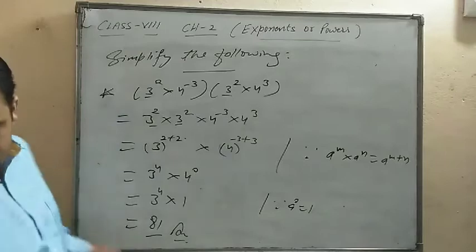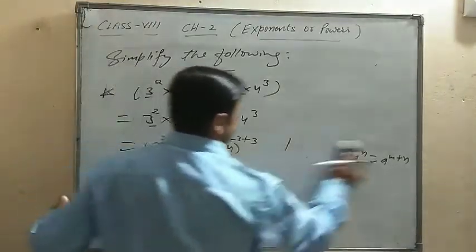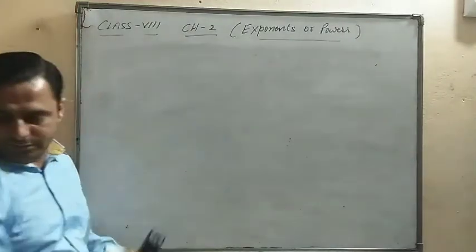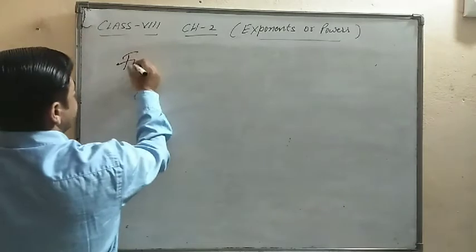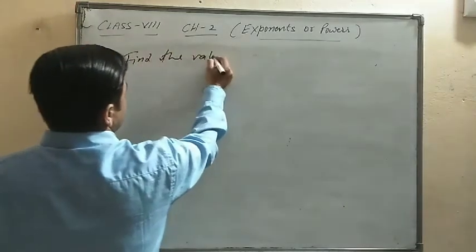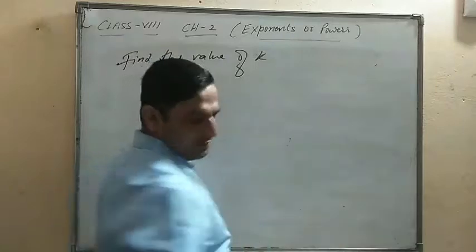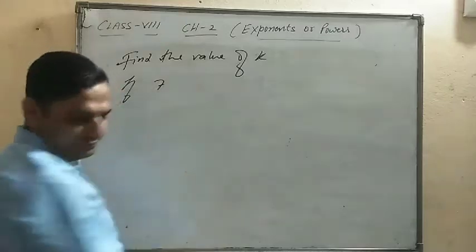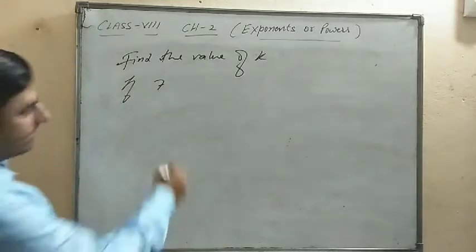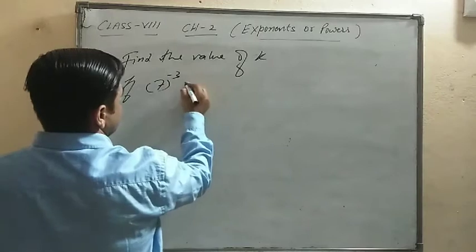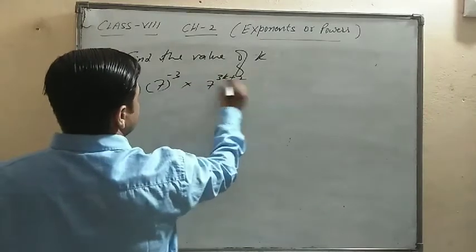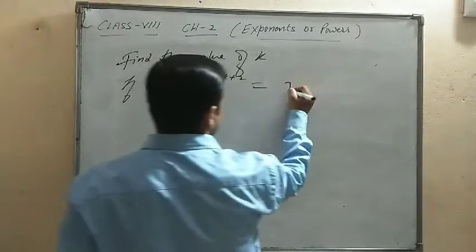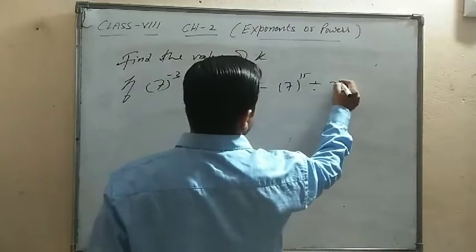So the next sum is: find the value of k if 7 raised to power minus 3 into 7 raised to power 3k plus 2 is equal to 7 raised to power 15 divided by 7 raised to power 8.